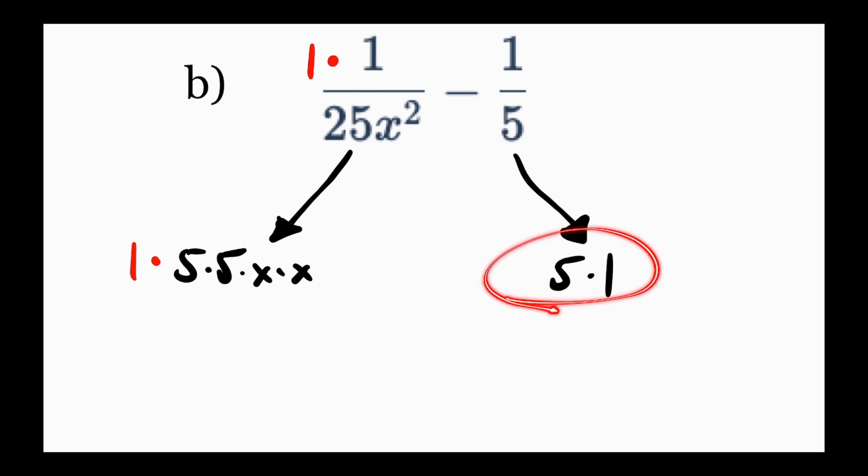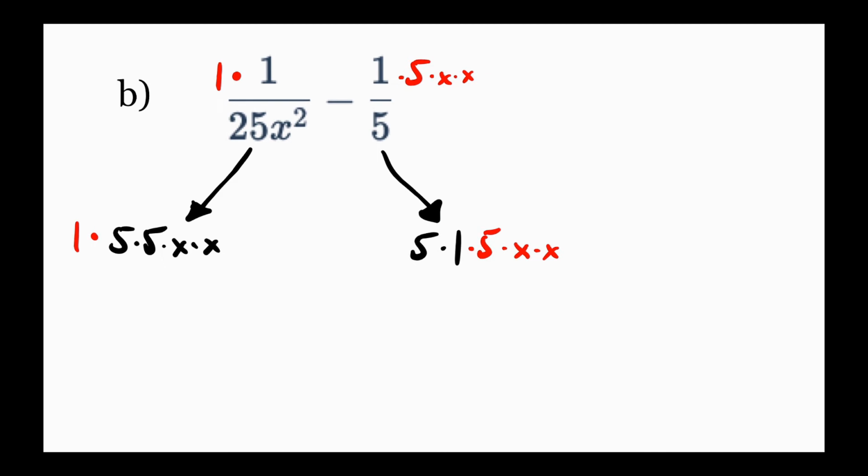This guy over here is missing quite a bit. What's this lacking that the other one has? It needs another 5, good. It needs another 5, so another 5, and then it needs 2 more x's, right? Okay. So now the bottoms are the same.